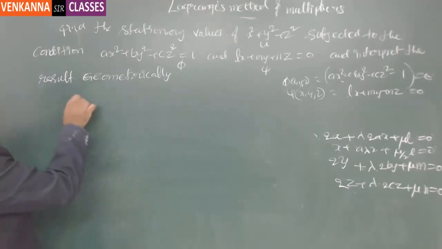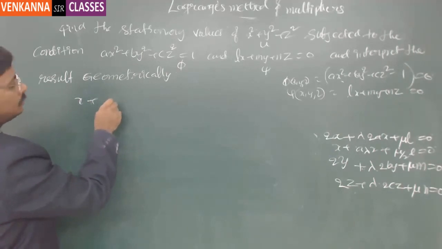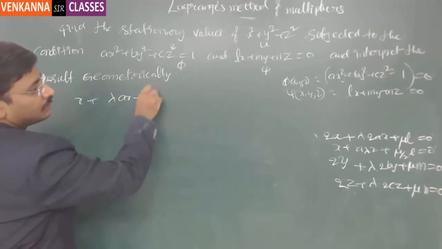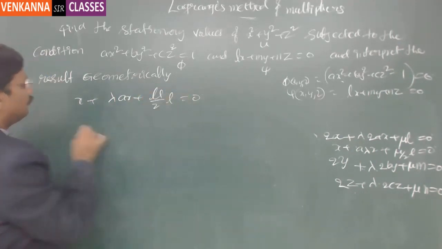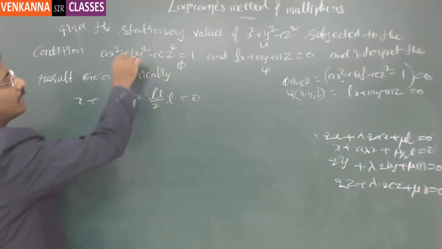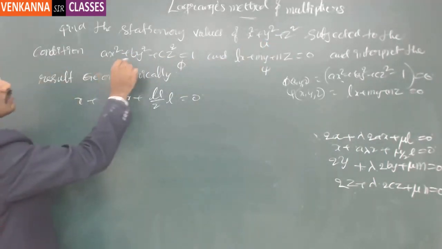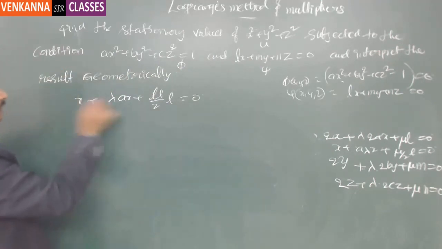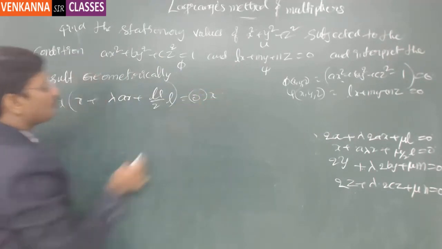Then this is x plus lambda ax plus mu L by 2 times of L equal to 0. And then I will multiply this entire equation with x so that I can get the value in this particular format: x square plus y square plus z square, ax square plus by square plus cz square format, and lx plus my plus nz format. If I multiply this entire equation by x, then I am going to get it in this format.